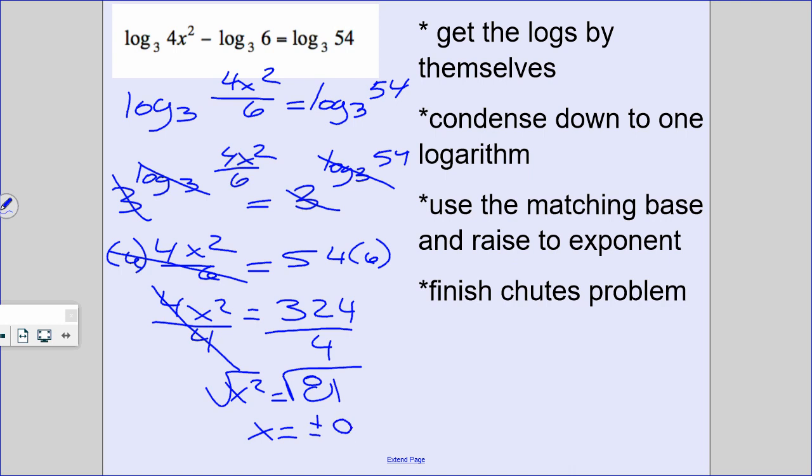Can we have the negative? When can't we have the negative? When it's an even. It's fine. It's fine. And you get 4.5.